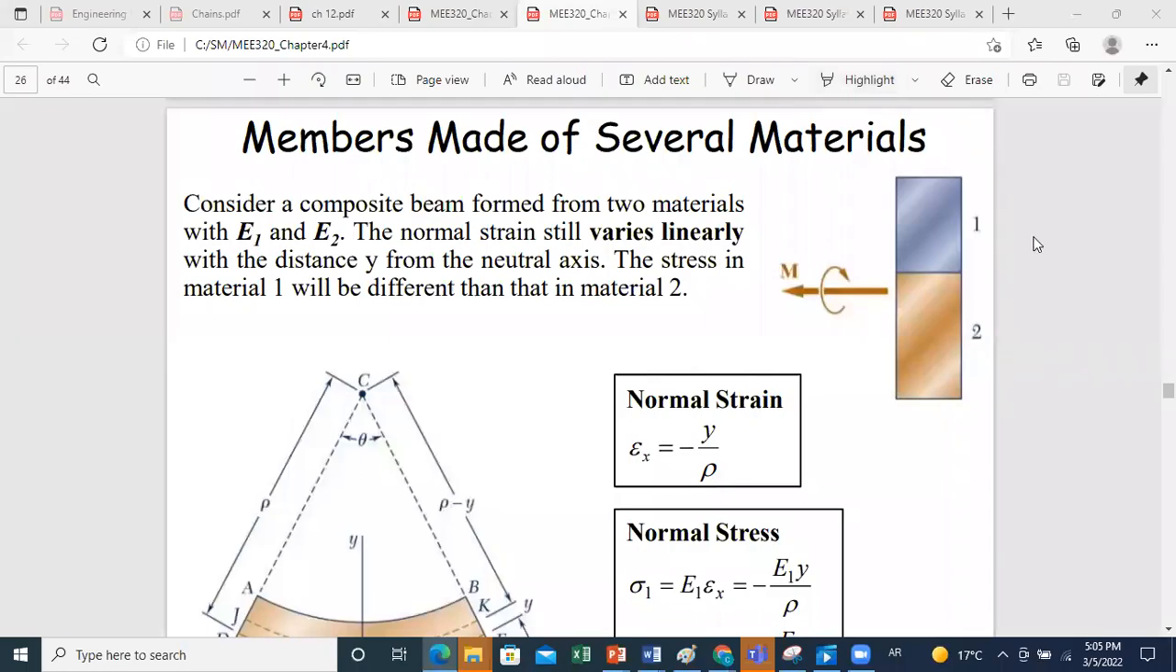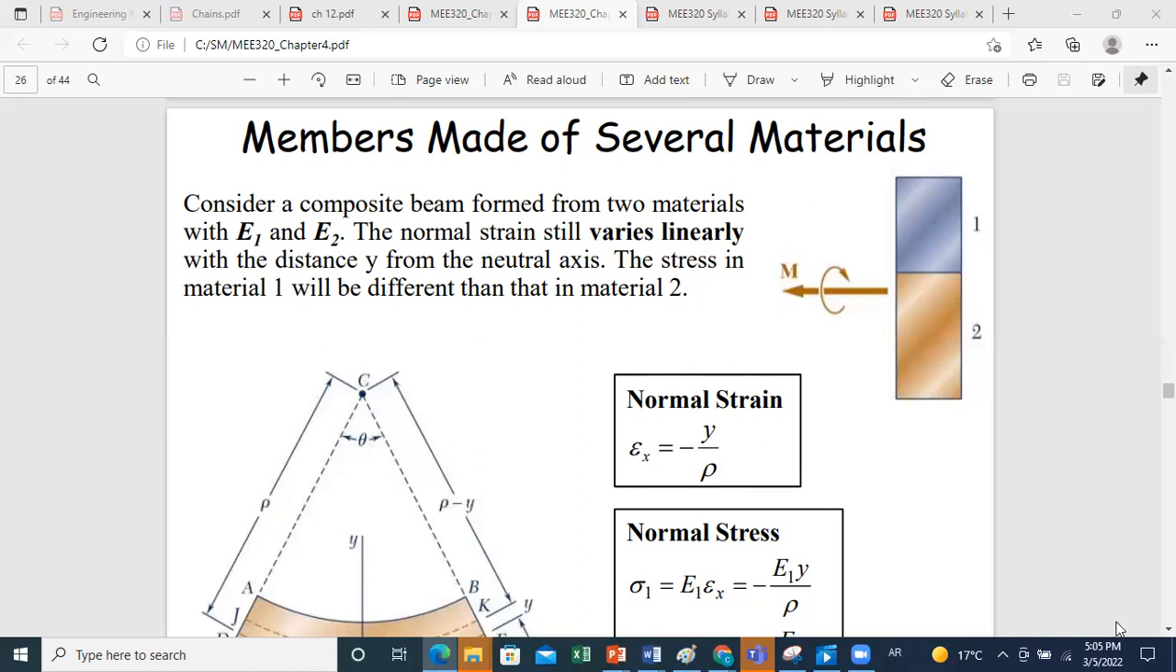Now we will study pure bending in members made of several materials. So in case we have a composite beam formed from two materials, each one characterized by modulus of elasticity E1 and E2, then in this case, we'll see that within each material, the linear variation of the normal stress will have a different slope. In fact, the normal strain will still be varying linearly with the distance y from the neutral axis. However, the slope of stress in material 1 will be different from the slope of stress in material 2.